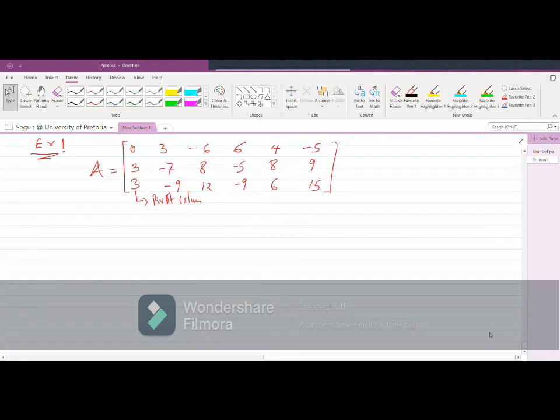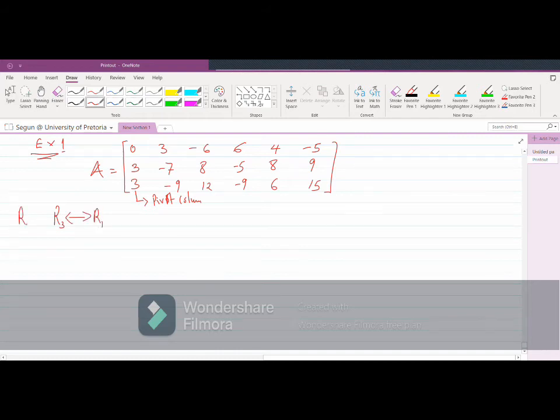For us to solve this problem, we know that the first row, first column rather, must not start with 0. Do we agree? Yes, sir. So what do we do? We interchange it with row 2 or row 3. Good. We can say row 3 interchange to be row 1.